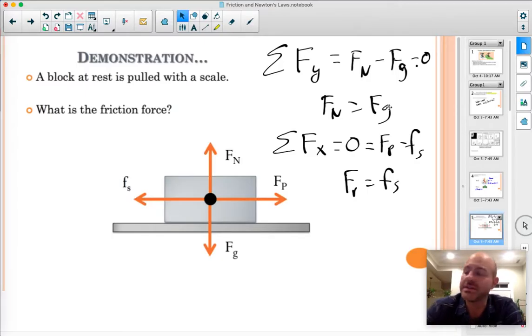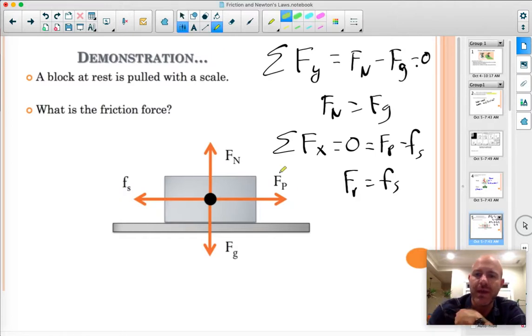And if we solve Newton's second law, or first law, actually, sorry, in this case, because it's at rest, in the x direction, we would find that there is a pulling force minus a static frictional force. And that means that the pulling force is equal to the static frictional force. And you can pull with different amounts of force, right? You can pull with a very small amount of force or a pretty big force until it finally starts to move. And then the friction changes.